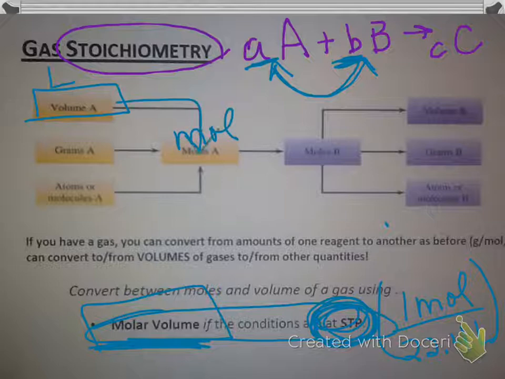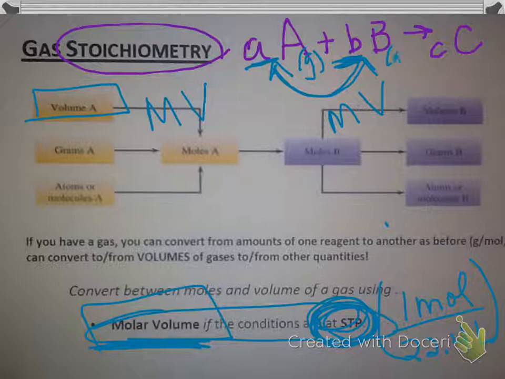So we have a new conversion factor that can be used at STP. That is molar volume. All right. So now we can calculate from liters to moles, or from moles to liters, if we have a gas as one of our quantities or reagents in a balanced chemical equation. So we're going to practice some stoichiometry now. Practice what we've done and build on it with our new conversion factor.